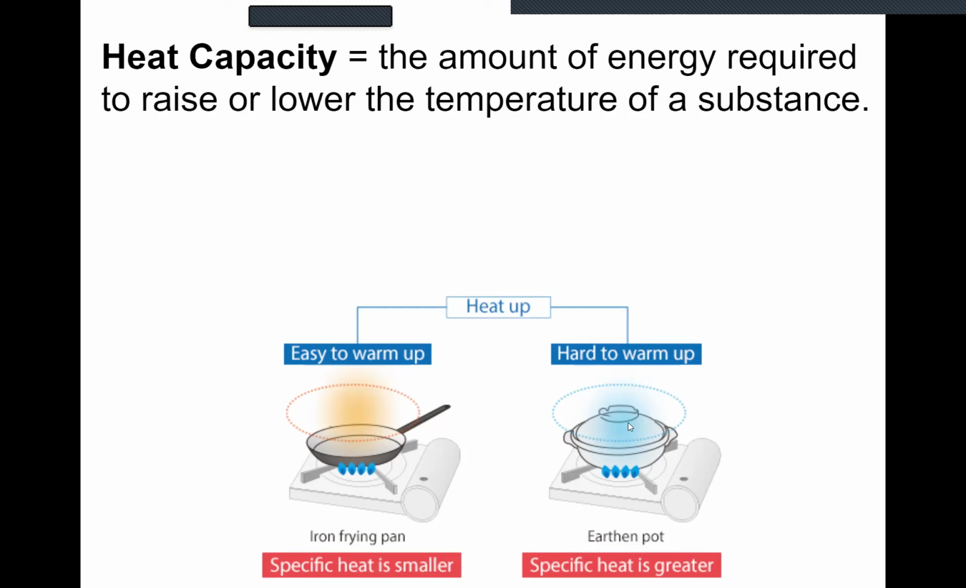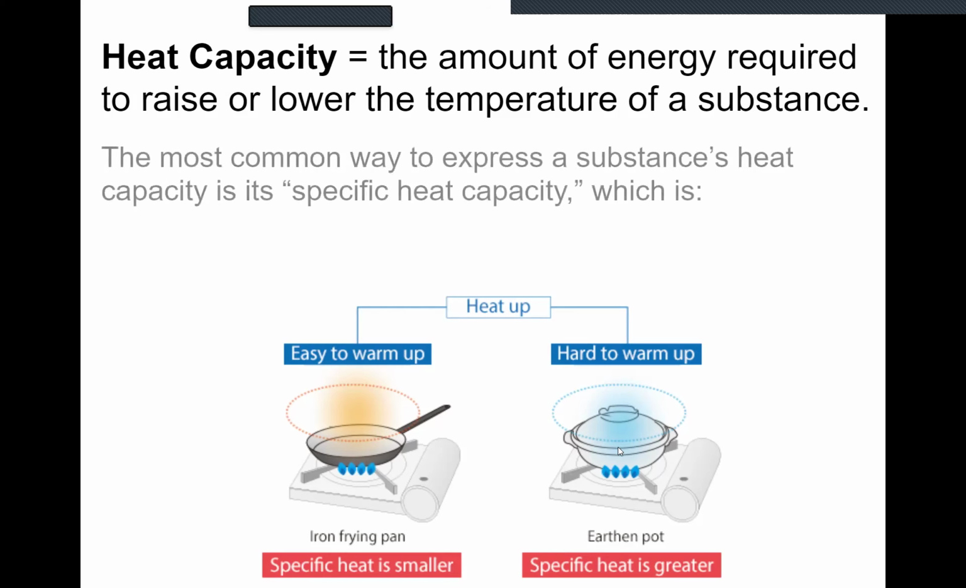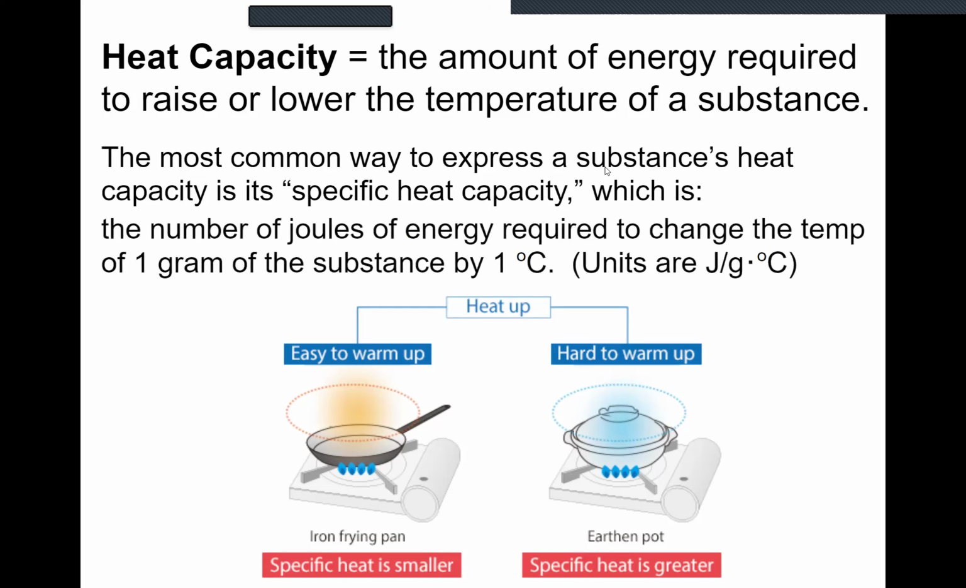Instead, I'd use the pot for something that I want to bring to temperature really slowly, maybe like a soup that I want to simmer and I want all the flavors to mix together. I'd use an earthen pot or clay ceramic pot to heat that up. Heat capacity is the amount of energy required to raise or to lower the temperature of a substance. The most common way to express this is something called specific heat capacity, which is the number of joules of energy required to raise the temperature of 1 gram of a substance by 1 degree Celsius.